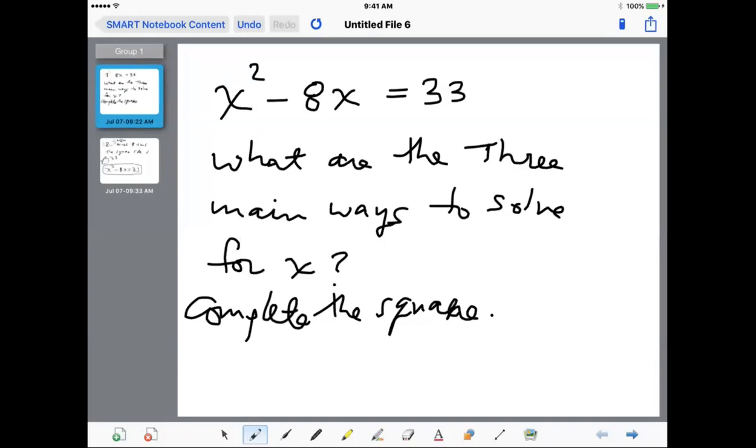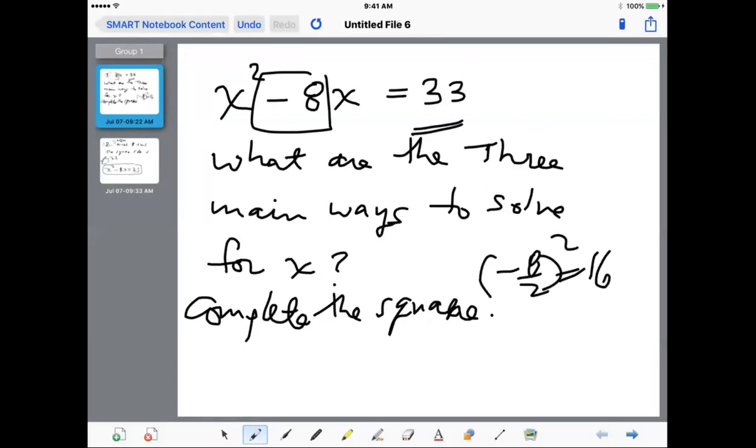When you complete the square, it's good to have the constant on the right-hand side. So you take half the b term and square it: negative 8 over 2 squared equals 16. And you add that to both sides of the equation. 33 plus 16 is 49.